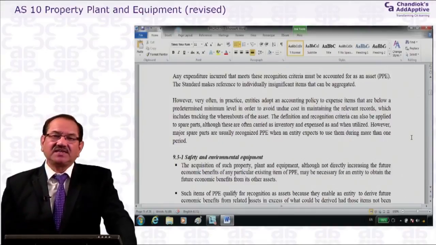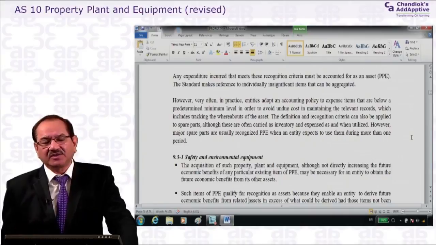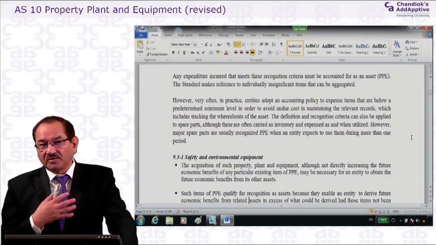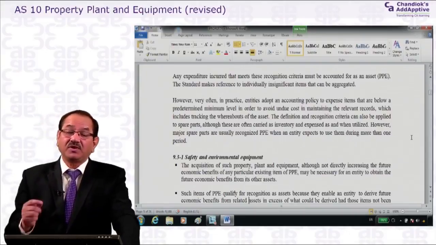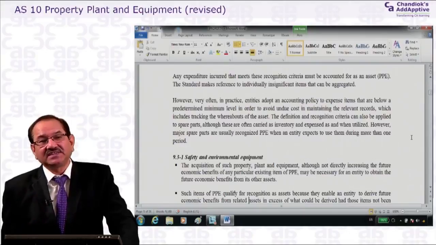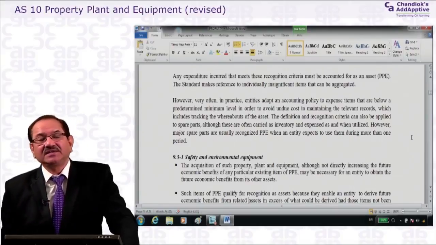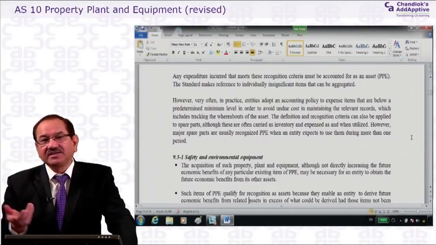The earlier accounting standard was not very clear about whether, if you purchase any environment equipment for the purpose that there is no pollution in your factory, that it is not polluting the environment, and then you install some plant and machinery for avoiding the pollution. So no pollution is generated. It is not used for production.